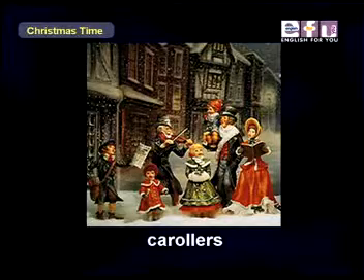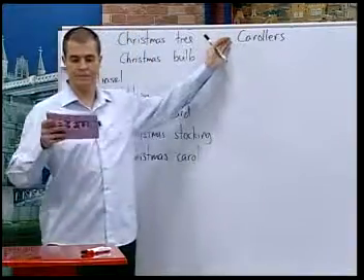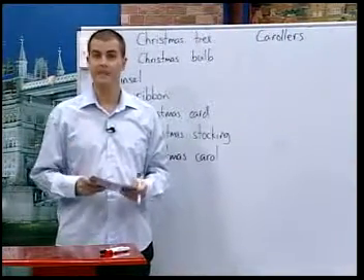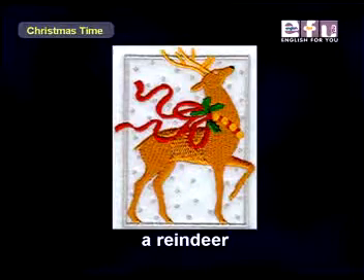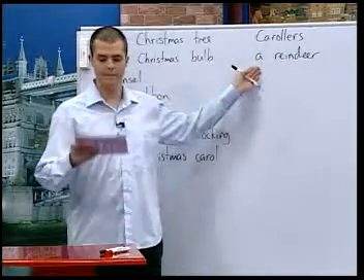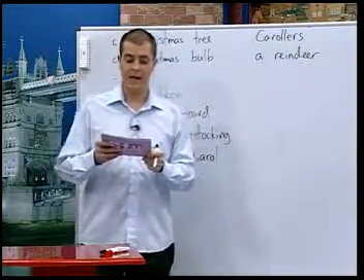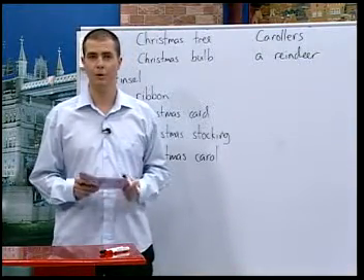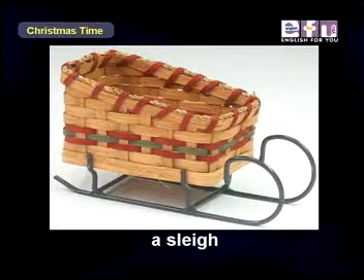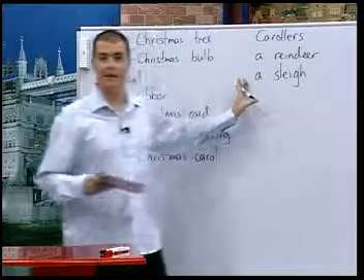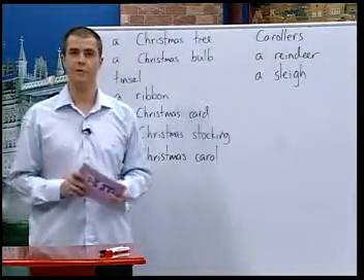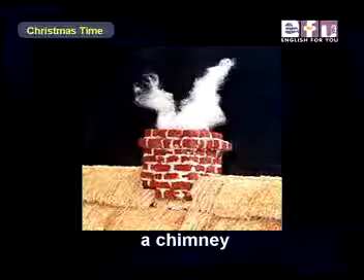Carolers are groups of people who go to houses or businesses and they sing Christmas carols. A reindeer is a large deer with big, wide horns, and it's used by Santa to pull a sleigh. And what's a sleigh? This is a sleigh. A sleigh is a large vehicle pulled by reindeer, and it's used for transporting presents at Christmas time.